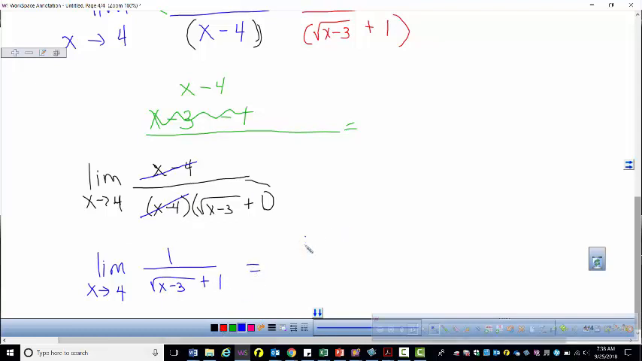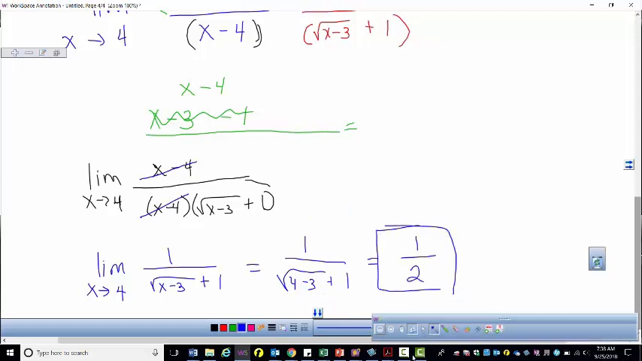And you get 1 over the square root of 4 minus 3 plus 1. So that's the square root of 1, and that is 1/2. They don't all come out to 1/2. It just happened that I picked two of them like that. So those are conjugates. There's a couple on Canvas that I'd like you to try.